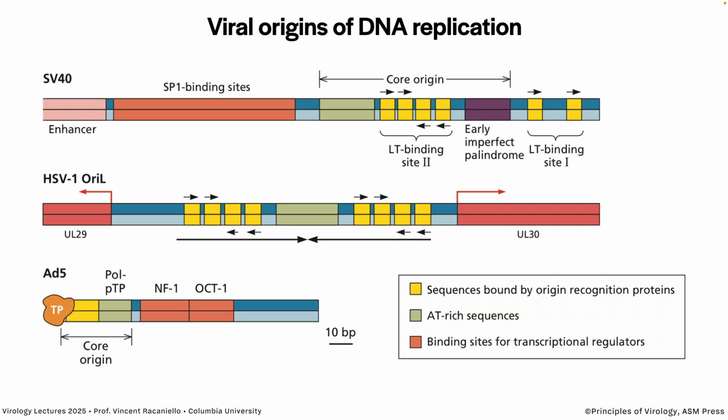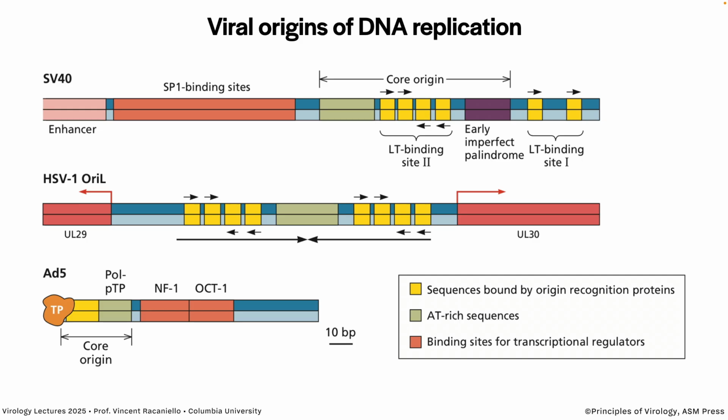So here are origins of SV40, one of the HSV1 origins, and adenovirus 5. Here, for example, on SV40, there's the core origin. There's the large T binding site. AT-rich sequences are shown in green. So again, that facilitates denaturation. The yellow are sequences bound by the origin recognition proteins here, in SV40, herpes, and adenovirus. It's right at the end. The origin recognition protein is the polymerase and terminal protein together.